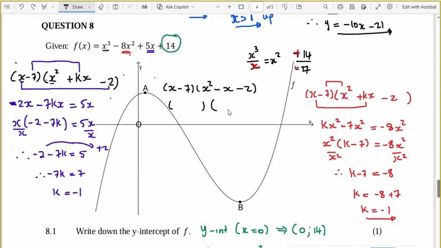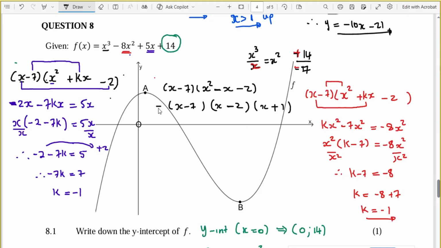Okay, so when I factorize the other part, this will be x minus 7. This will be x. The factors of 2 is just 2 and 1. Then since it's negative, one should be negative, one should be positive. We'll give the bigger number the negative sign, the sign of the middle one. Then this is fully factorized. Then you are done.